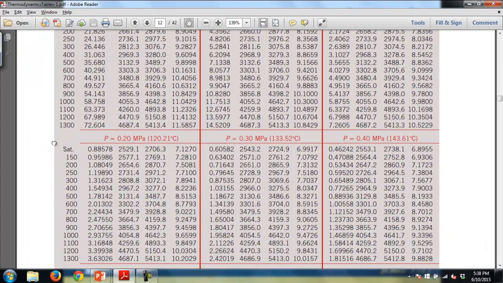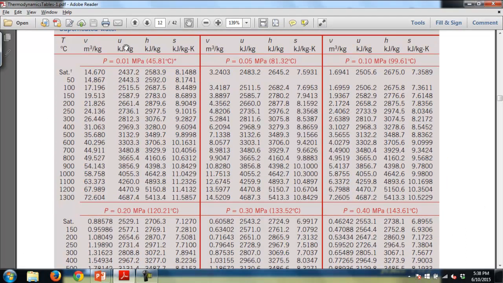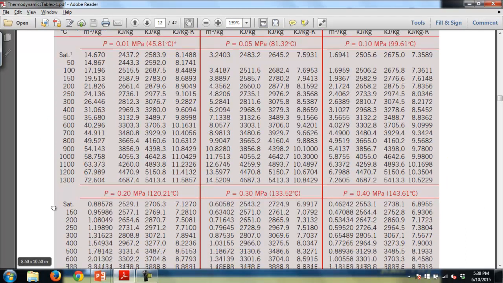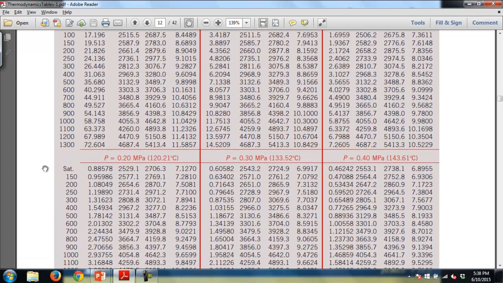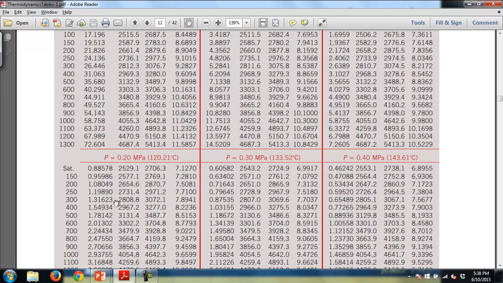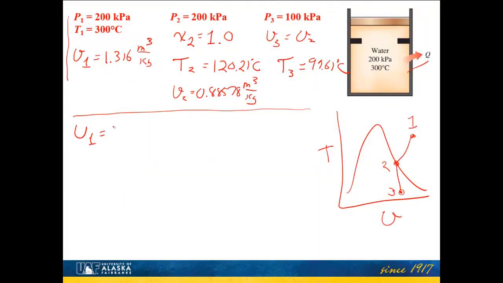This was at 200 kilopascals. And so U is the next column. It's the third column in this line right over here. And so I'm at 300 degrees Celsius. My value of U1 is 2808.8, and the units are kilojoules per kilogram. This whole problem was done per mass. All right, so now we're at point 3.